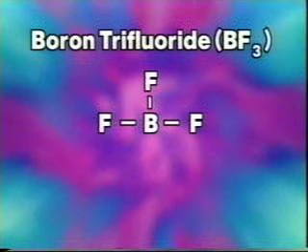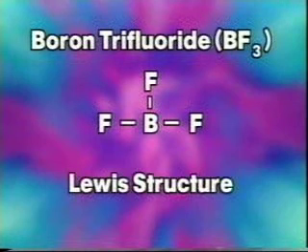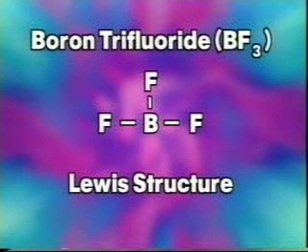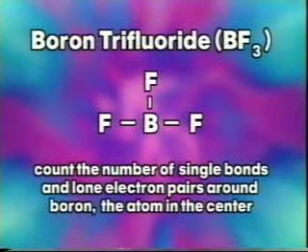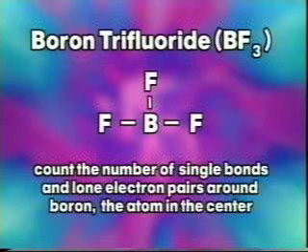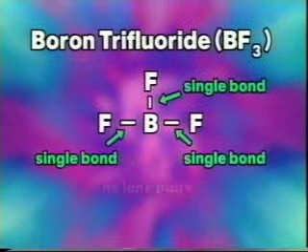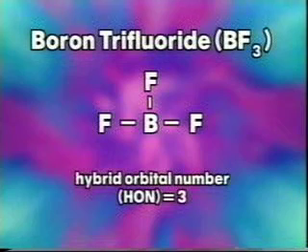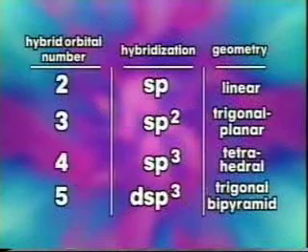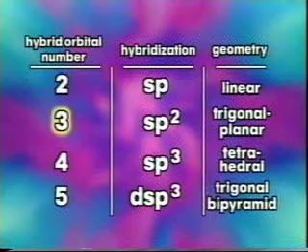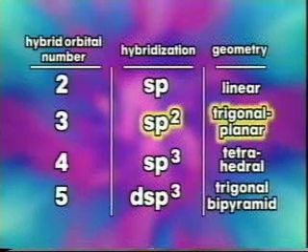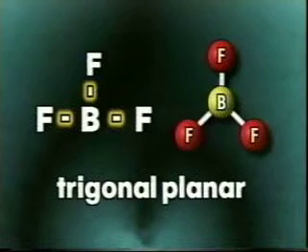Now let's decide how the hybrid orbitals will form around boron in the compound boron trifluoride, BF3. We'll start by looking at the Lewis structure for BF3. Count the number of single bonds and the lone electron pairs around boron, the atom in the center. We see 3 single bonds and no lone pairs, so the hybrid orbital number is 3. Now look at the chart. To accommodate the 3 bonds, we need 3 sp² hybrid orbitals. BF3's 3 bonds form a trigonal planar arrangement.